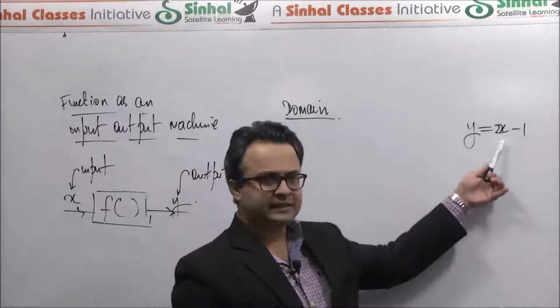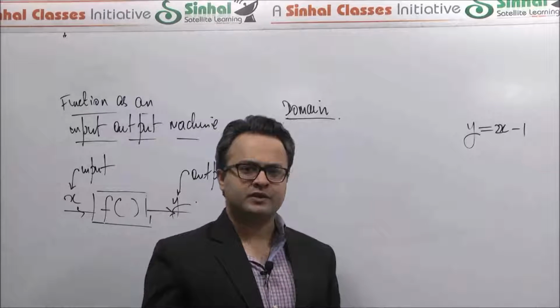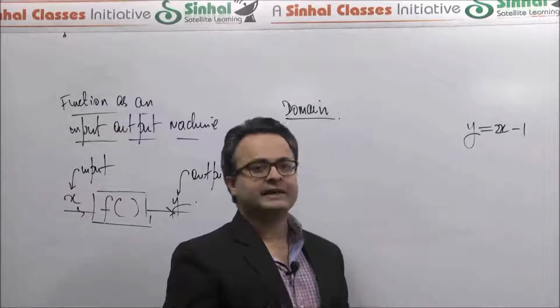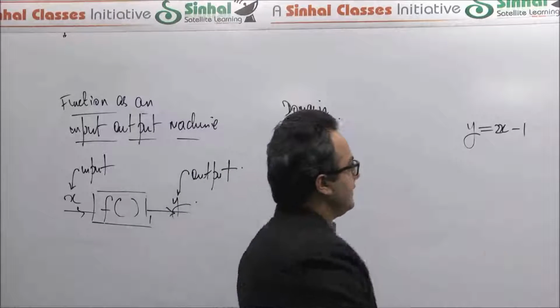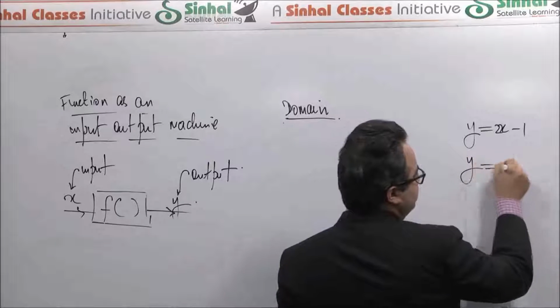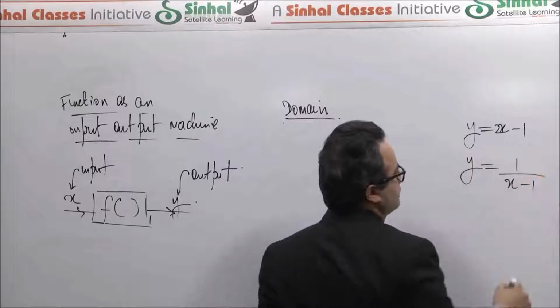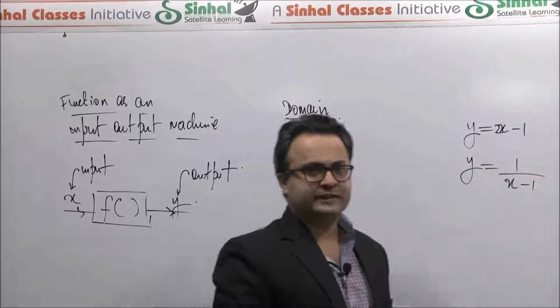So over here I'll say that, because you want to keep y as a real value, x can take every possible real value. There's no problem over here. But in this particular example, suppose I consider this function.